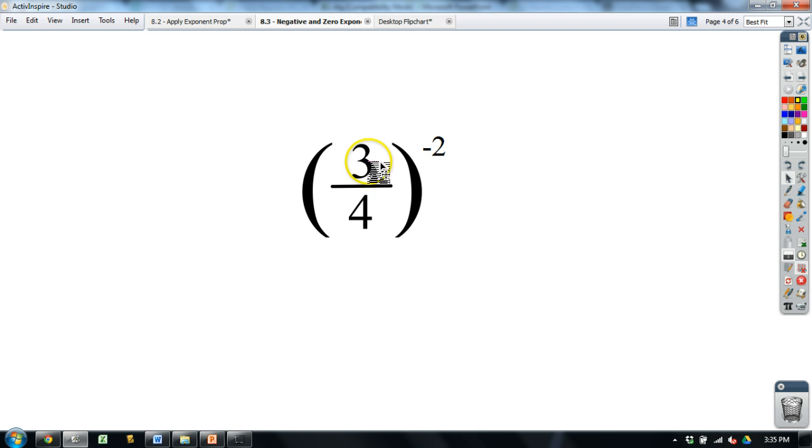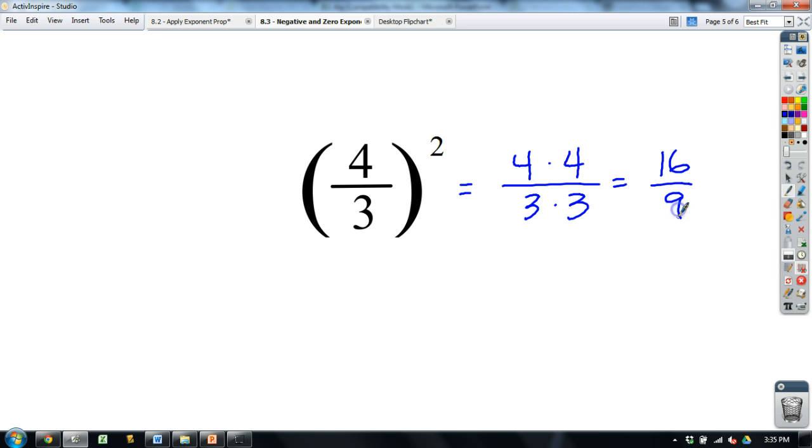So instead of this being multiplied by 3 twice, I'm going to have to divide by 3, so it's going to drop down into the denominator. This 4 is normally being divided by 4, but I'm going to reverse it, so it's going to move up into the numerator because I'm multiplying it. Okay, so what this is going to end up looking like is (4/3) squared, which would be the same as 4 times 4 over 3 times 3, which is going to be 16 over 9. Okay, good.